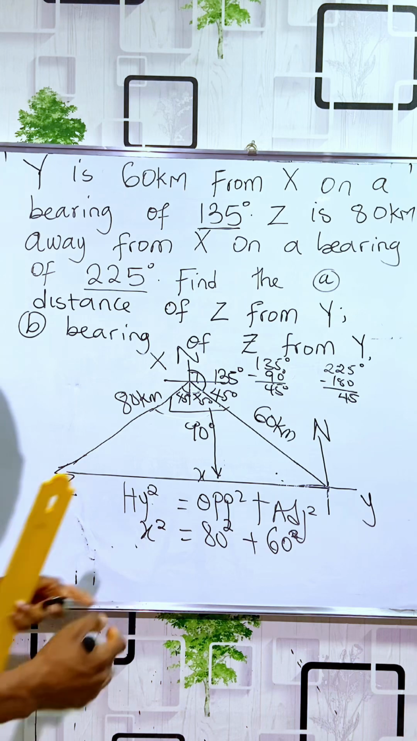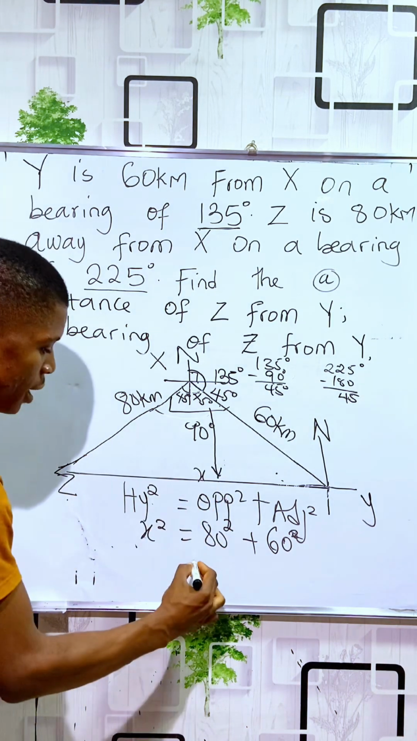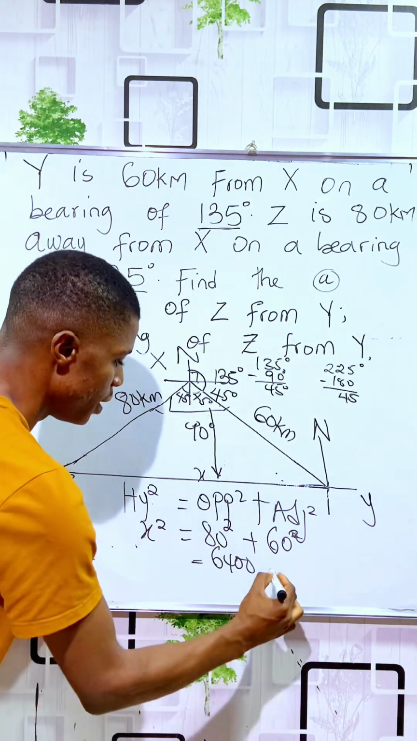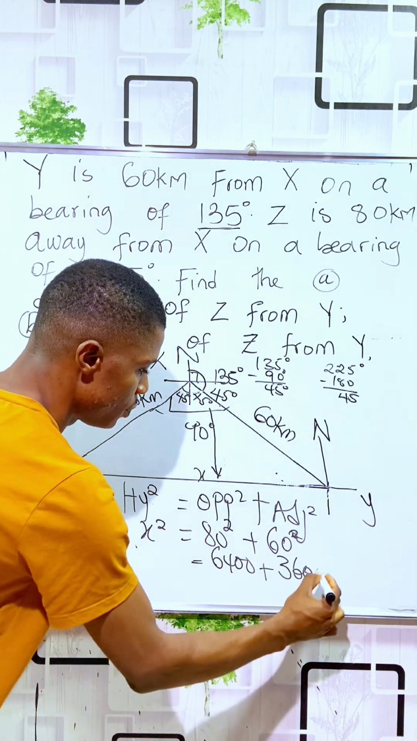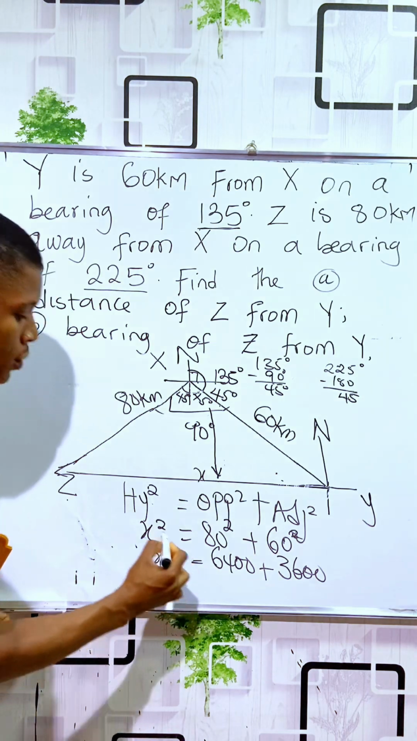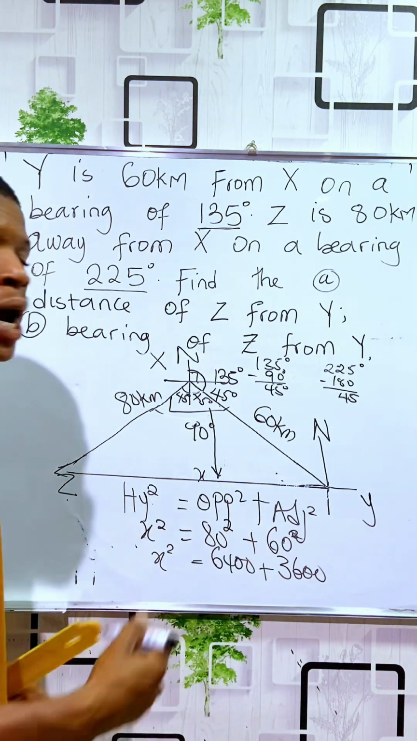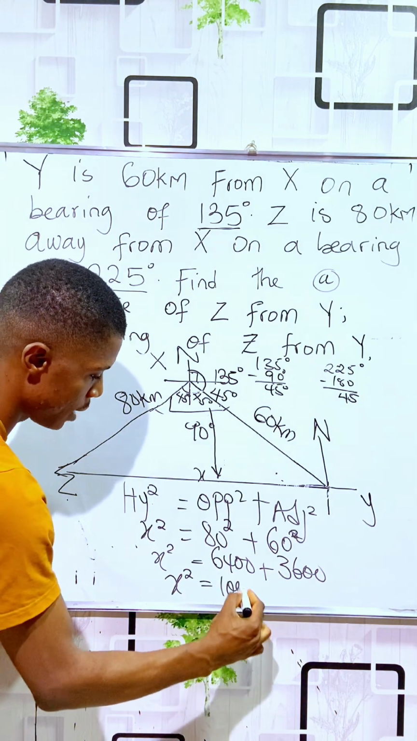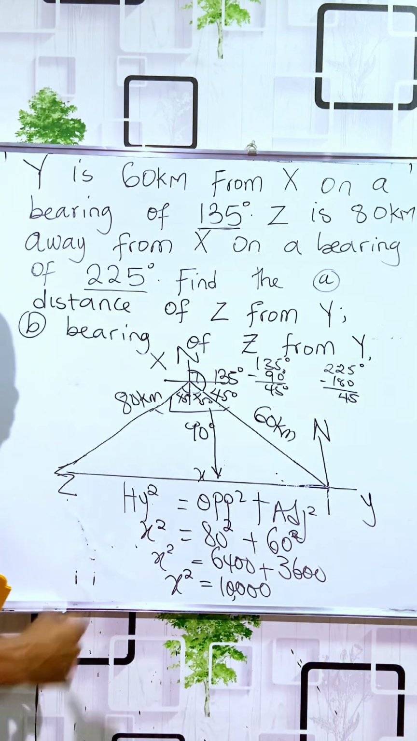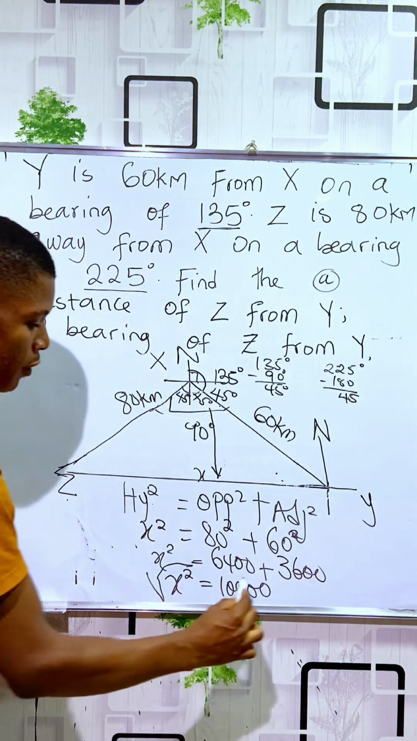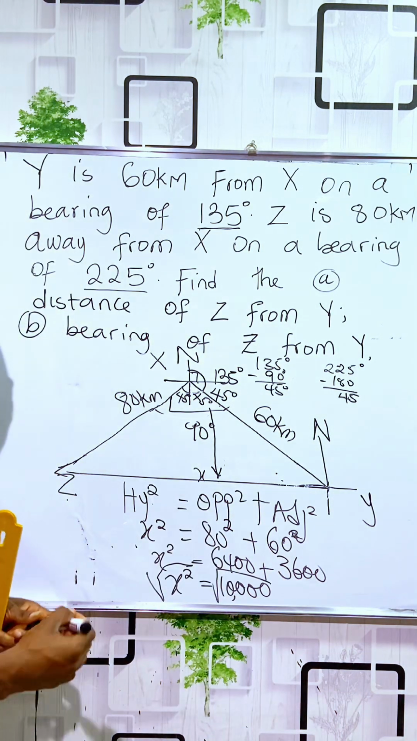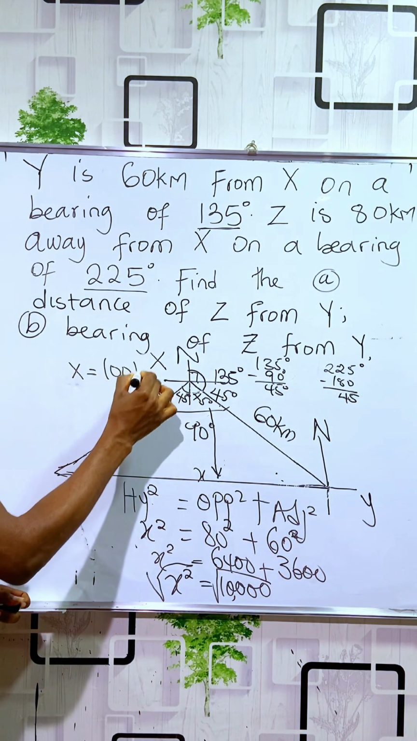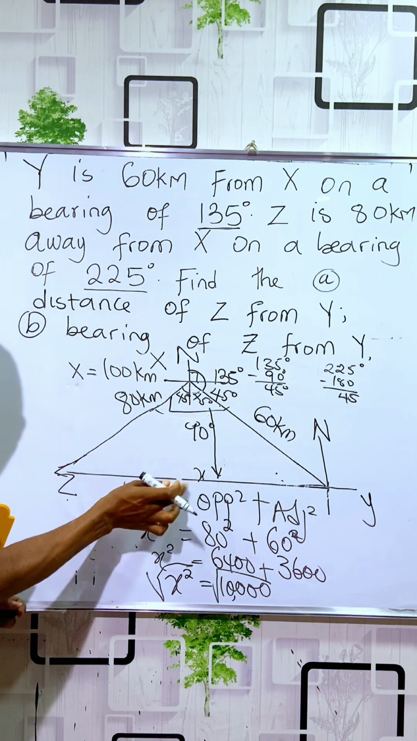So 80 kilometers squared will be 6,400. 60 kilometers squared will be 3,600. We have our x squared here. If you add these two, you get 10,000. That means x squared is equal to 10,000. To get x, you take the square root of both sides. You can see that this length x is equal to 100 kilometers.